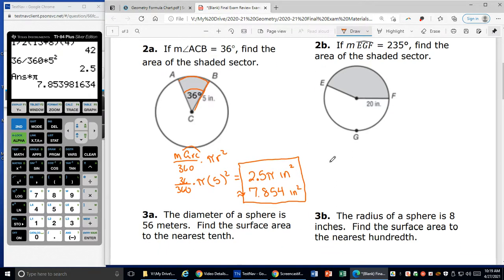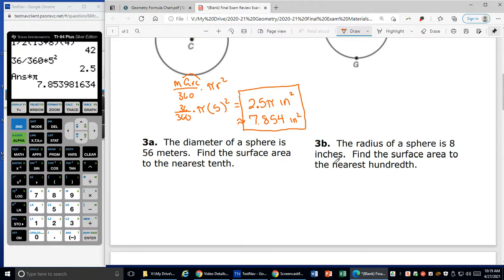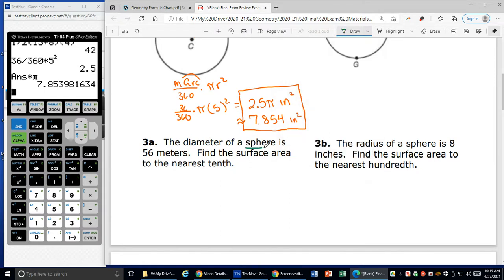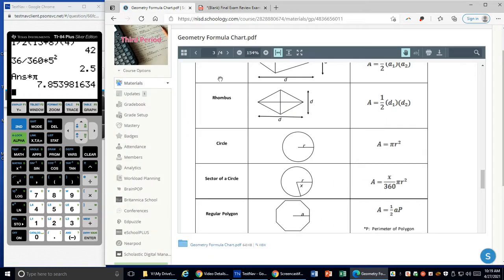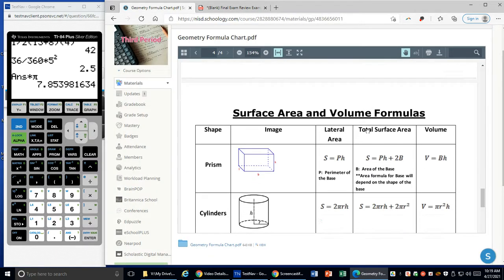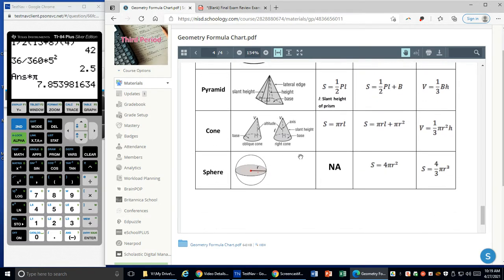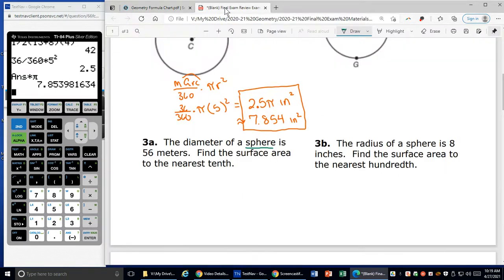Let's look at 3A. The diameter of a sphere is 56 meters. Find the surface area to the nearest tenth. All right, so surface area of a sphere. Let's look at our formula chart. I have my lateral area formulas, my surface area formulas in the second column, and then my volume formulas. So for a sphere, my surface area is 4 pi r squared.